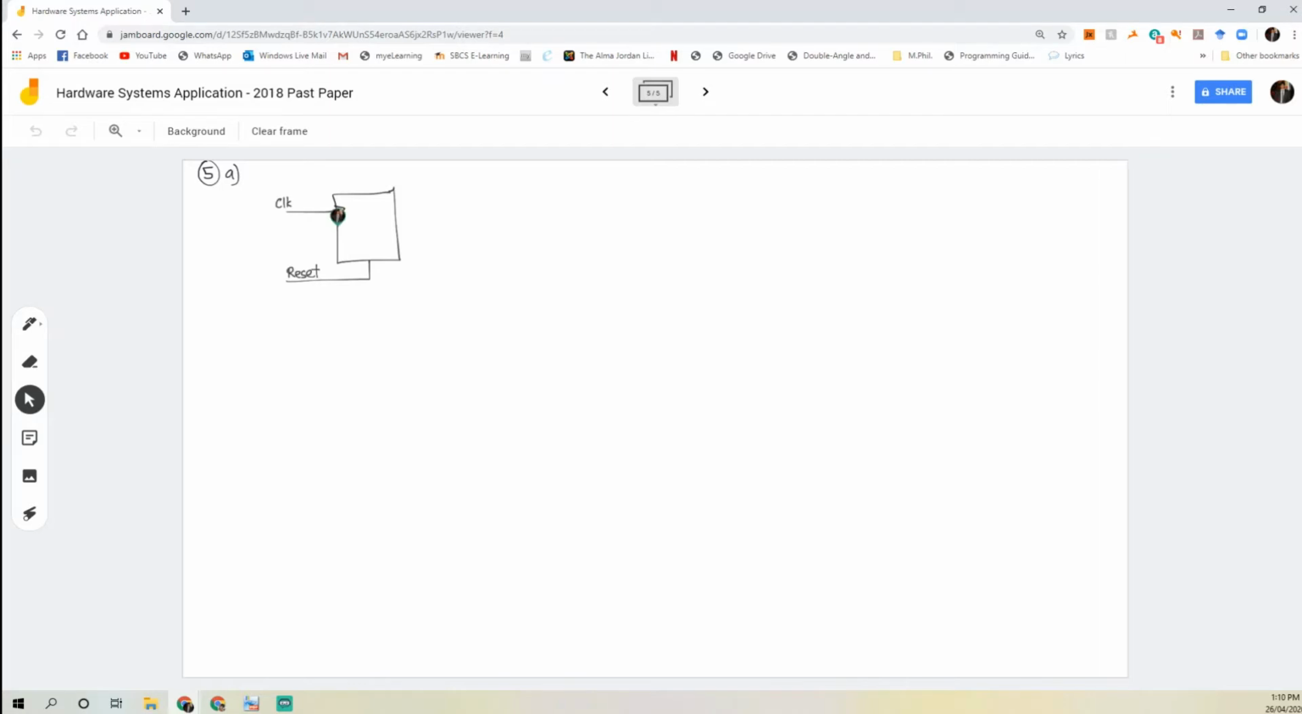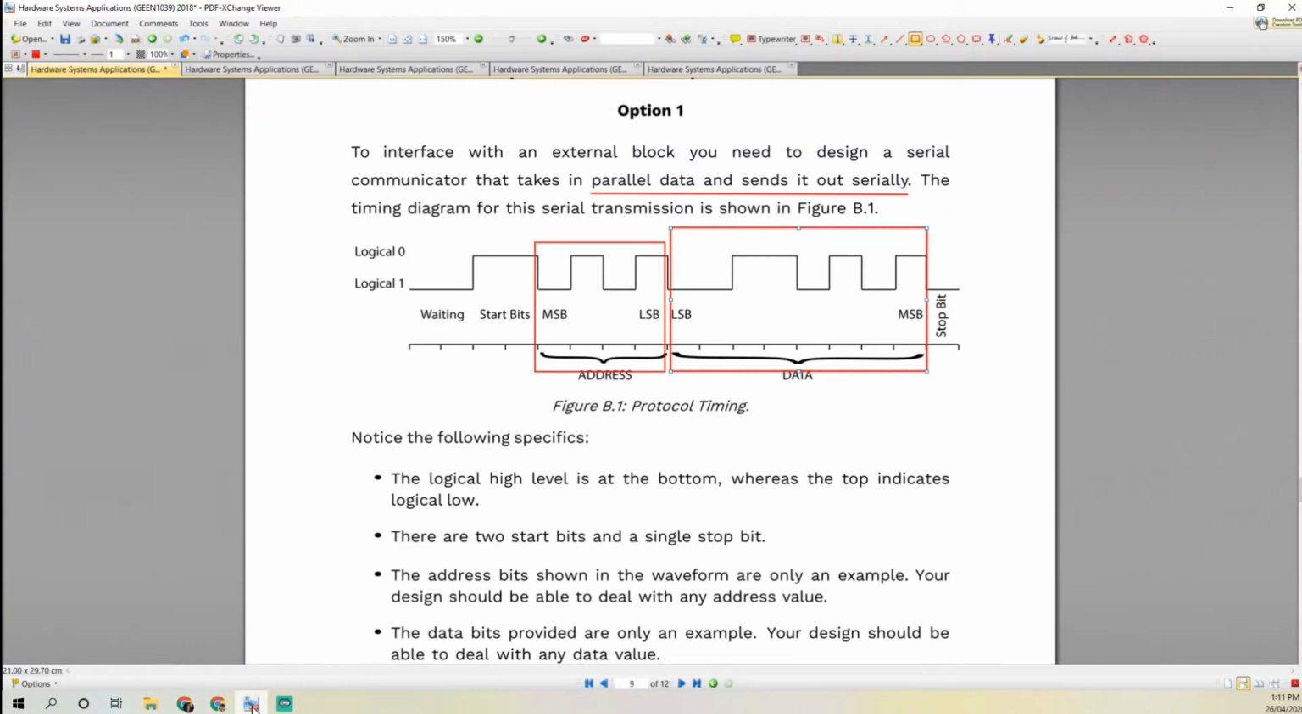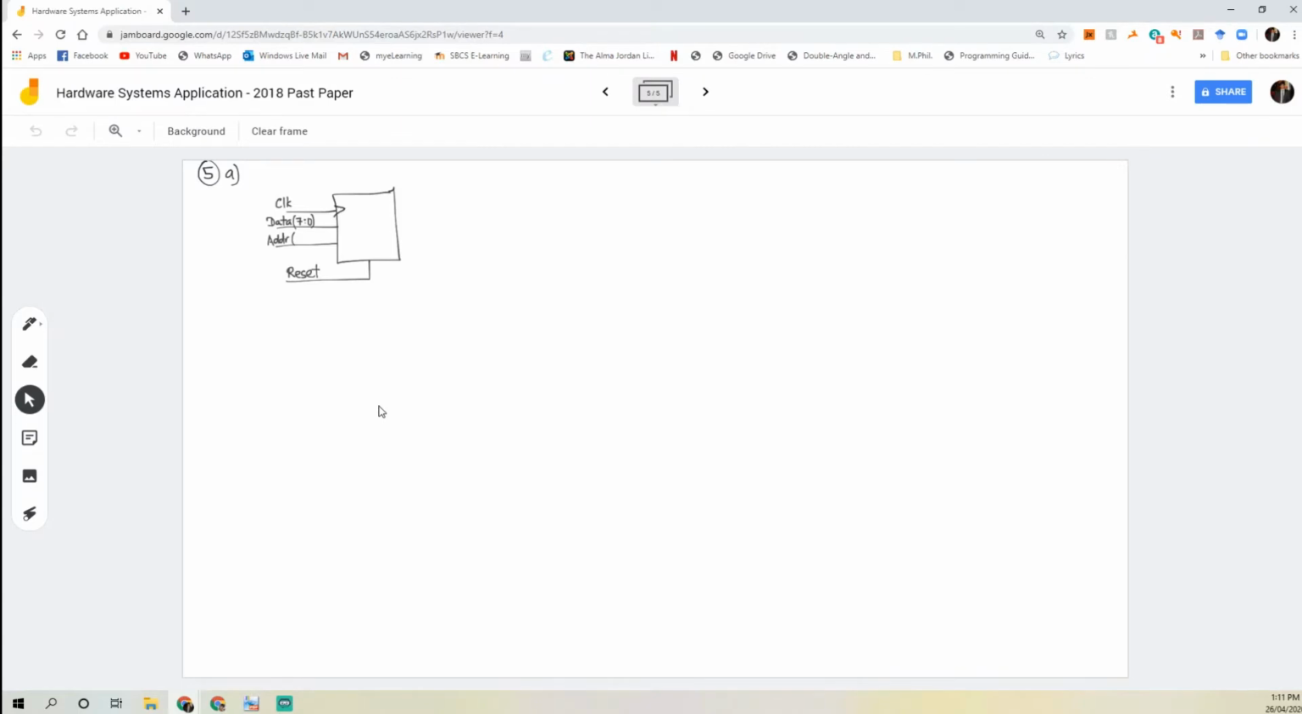We're definitely going to have our data in, and that is going to be 8 bits wide, so we could denote that like this. We are going to have our address bits, and from the diagram we know that the address bits are 4 bits in width, so that's going to be 3 to 0.